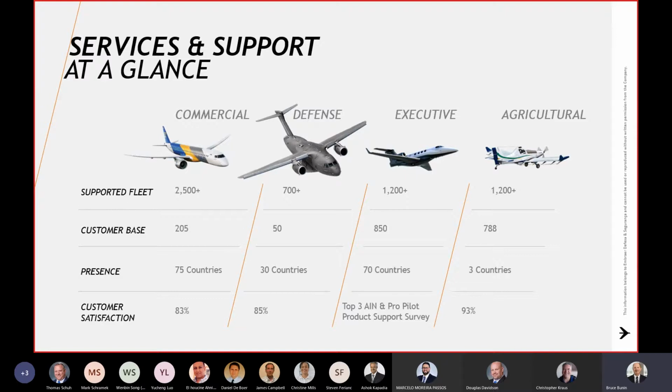Services and support obviously supports all of our business units as well, including defense. This gives you an idea of the current size of the military fleet and the other fleets that Johan's organization supports. So we have a pretty global presence, even in the defense sector, in terms of maintenance and support.